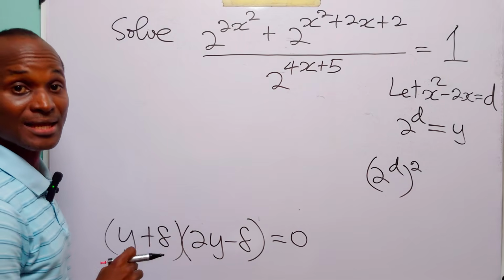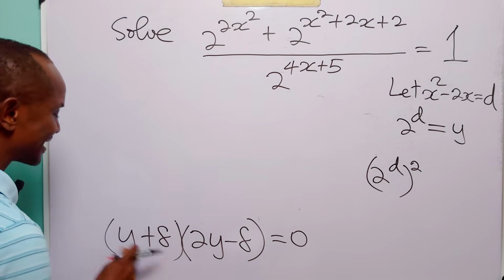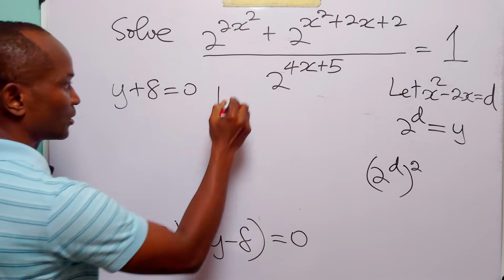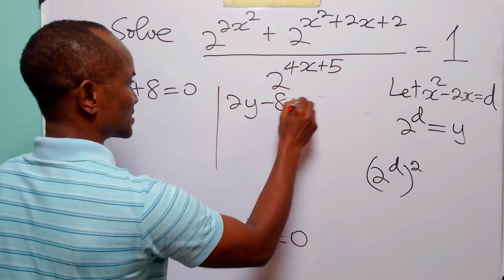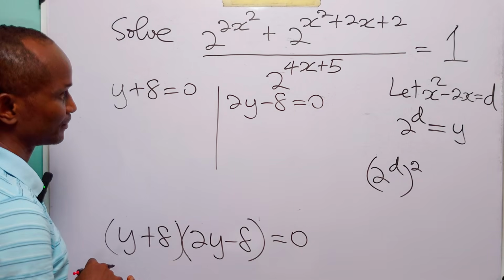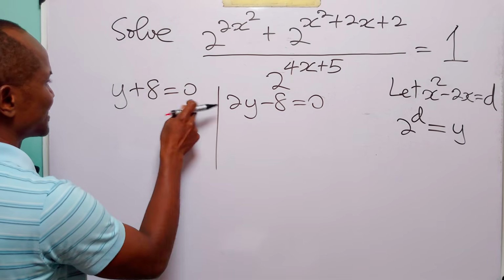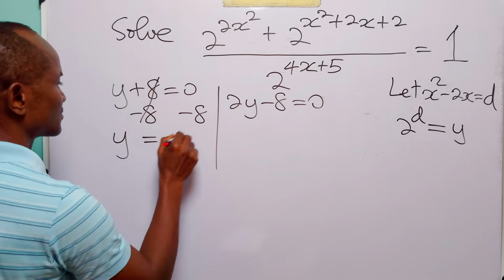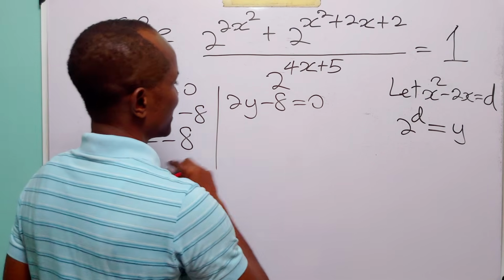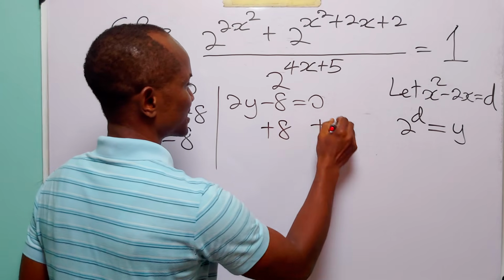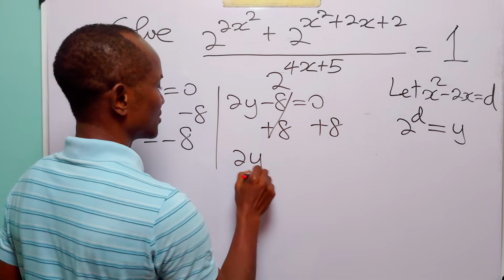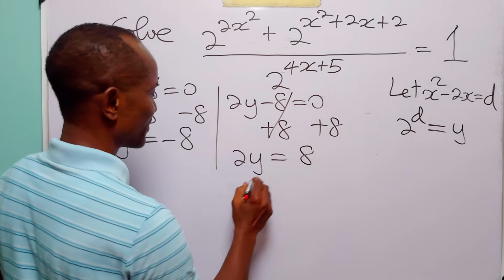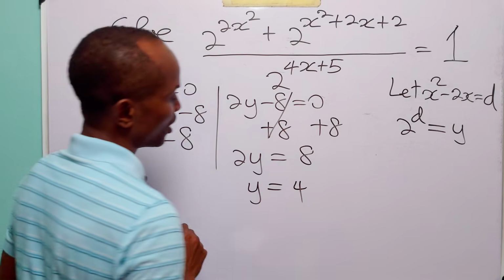But then we know that this statement simply means that either y plus 8 is equal to 0 or 2y minus 8 is equal to 0. From here, when we subtract 8 from both sides of this equation, we have that y is equal to minus 8. And from here, when we add 8 to both sides of this equation, we have that 2y is equal to 8. And dividing both sides of this equation by 2, we have that y is equal to 4.